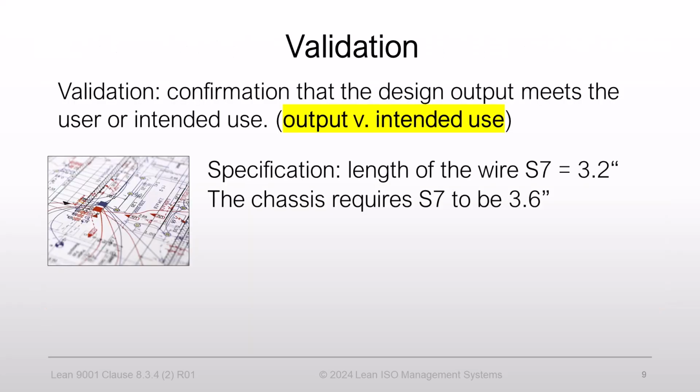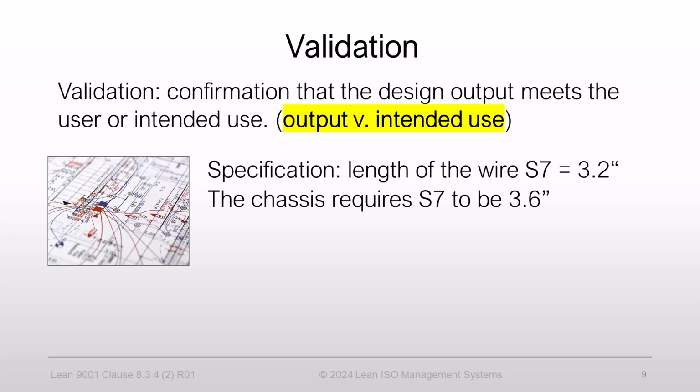Let's return to our example with wire S7. We verified that it was exactly 3.2 inch per the specification. But the wire should not have been designed to meet the specifications. It should have been designed to work in a particular assembly or meet its intended use. What happens when we start wiring our panel and find the length is too short? Well, we passed the measurement, but we did not pass the intended use test.